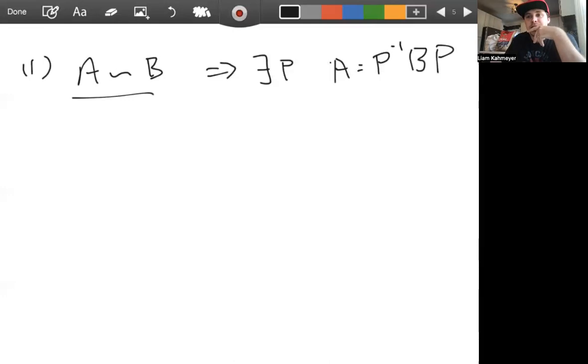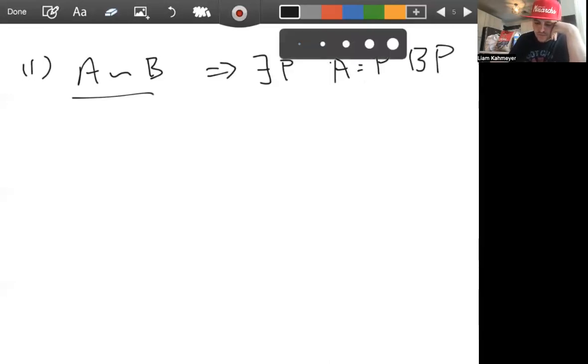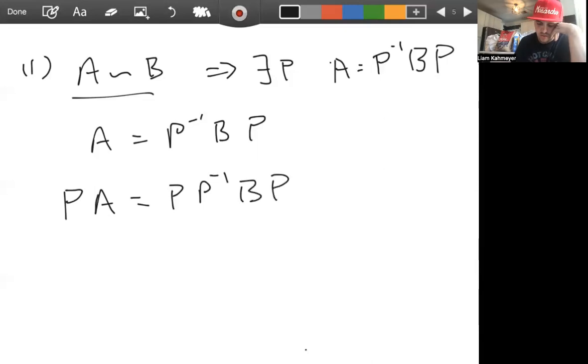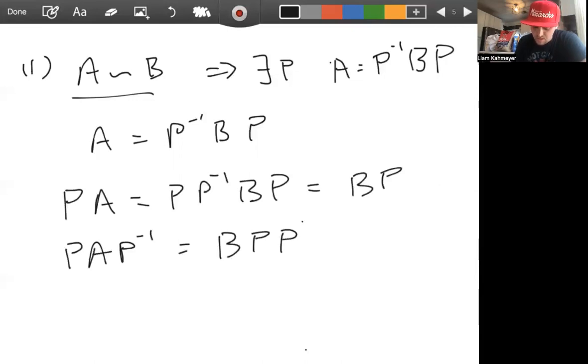And now what do we need? To show that B is similar to A, we need to swap the roles of A and B in this equality. Well, how can we do that? If we start with A equals P inverse B P, let's multiply on the left on both sides by P. Then we would have PA equals BP. Then let's multiply on the right by P inverse. So we would have PA P inverse equals BP P inverse, which is just B.